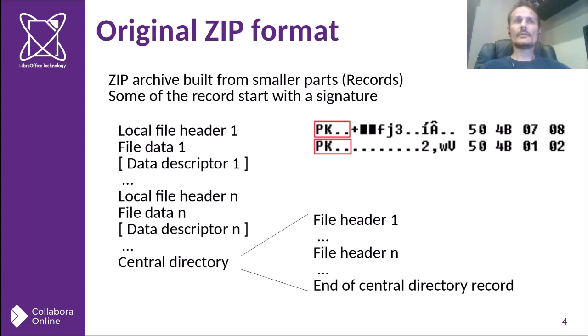The data descriptor, it's not needed usually. It's rather for streaming purposes. So there are records that may be present in a zip archive or may not be present in a zip archive. It depends on other data that we can read in from the zip archive.